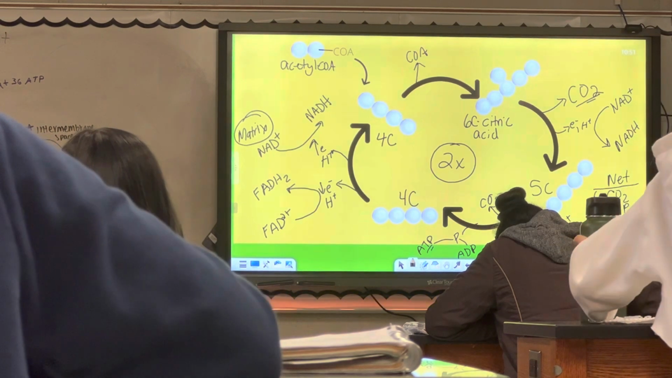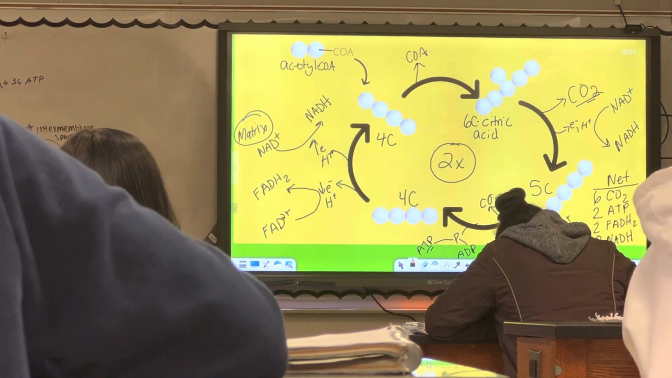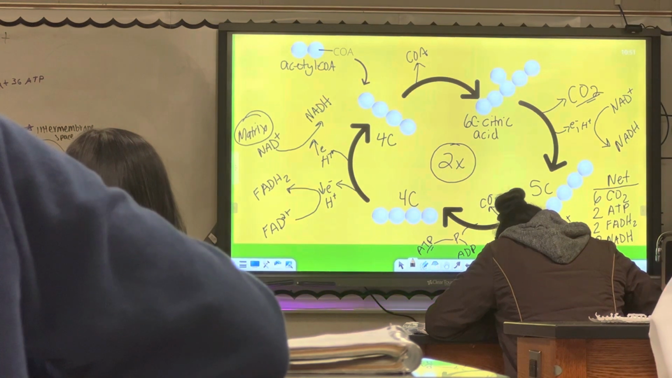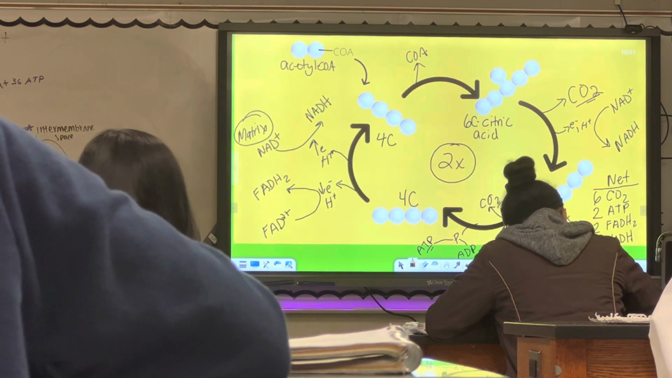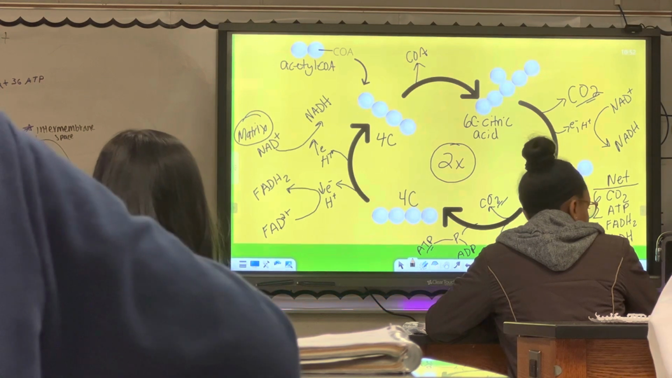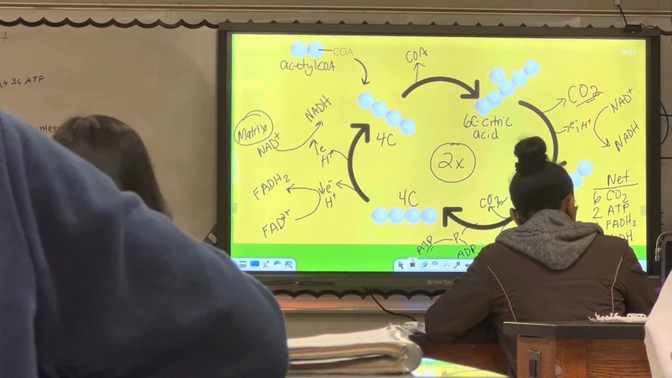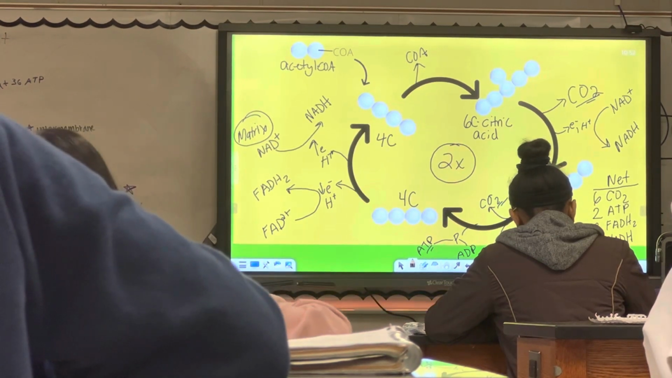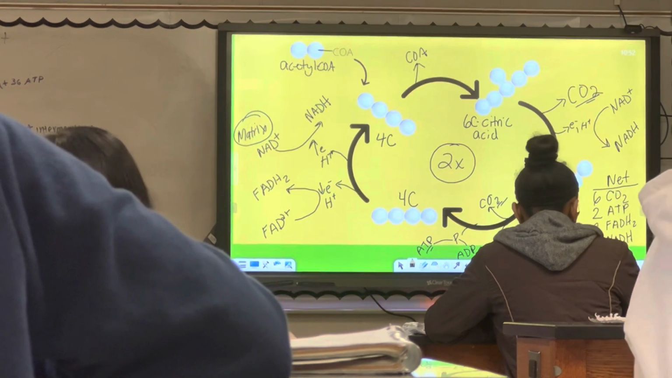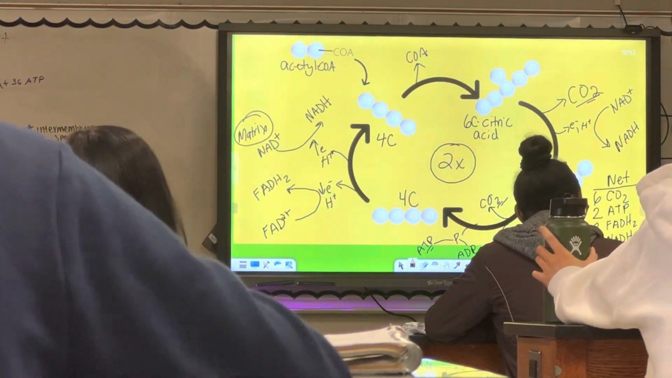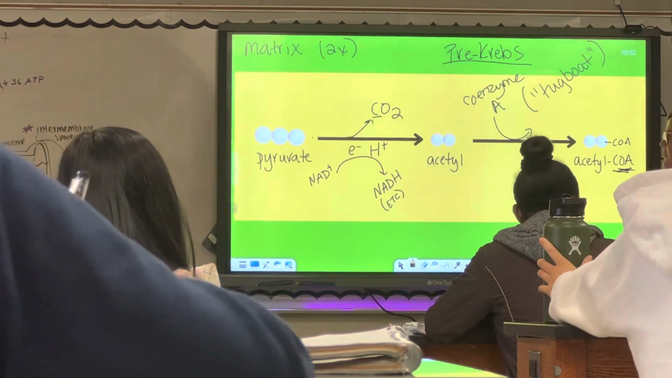Where does NADH go? Where does FADH2 go? I only hear one person. Where do all the electron carriers go? ETC. Carbon dioxide gets diffused. What happens to the ATP? Gets stored in the bank.